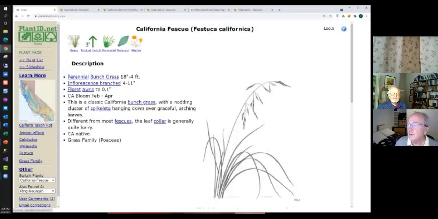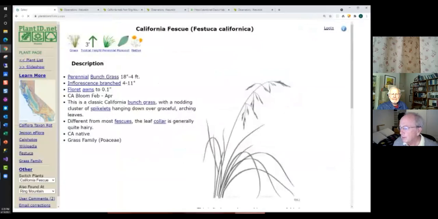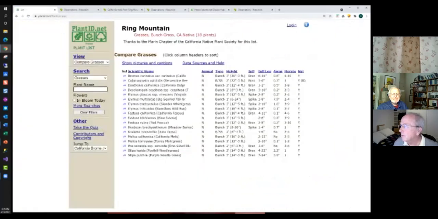So let's go to this plant list and compare the California brome and the California fescue. What makes them different? Well, they're both bunch grasses. Their inflorescence length is fairly similar, but the fescue has an awn length of 1/10 of an inch, whereas the California brome can have an awn length up to 6/10 of an inch. So if we go back and we look at the fescue, you can see that there's not much in the way of awns here. But if we go back and look at the brome, there are very noticeable awns.